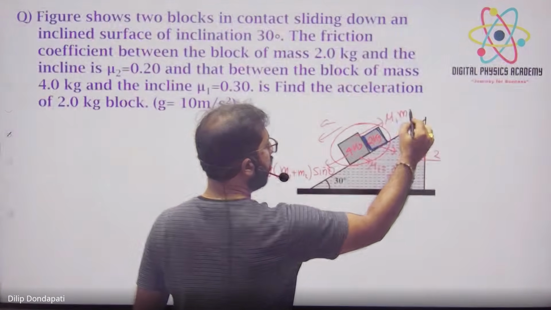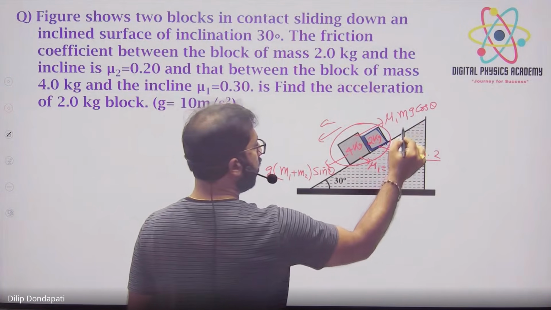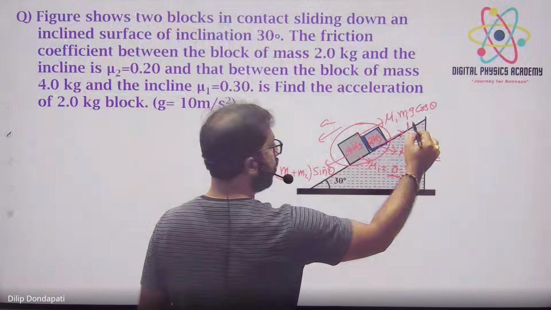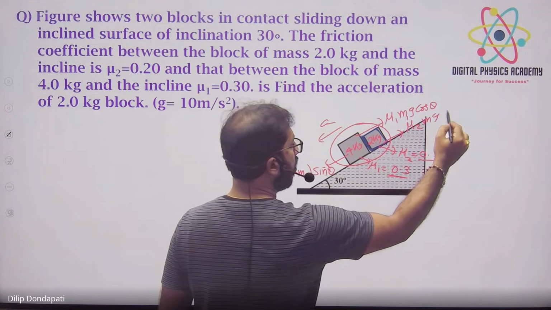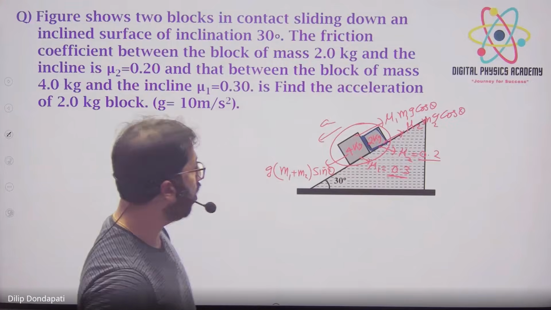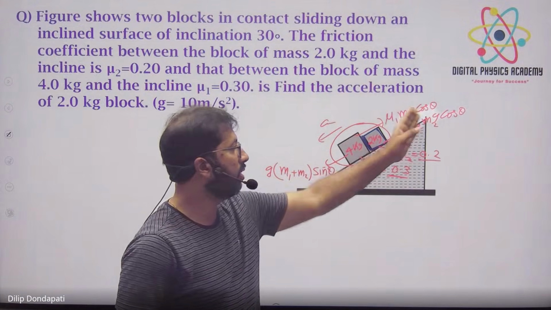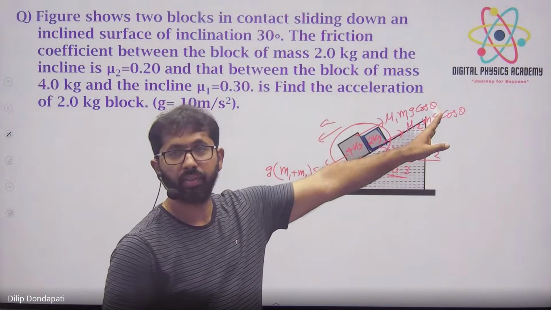mu1 into m1g cos theta, right? And इधर क्या आएगा पीछे, mu2 into m2g cos theta. Sir, how can we take all of them together? You can take together, मतलब इसका कुछ कॉमन है क्या, g cos theta you can take common and mu1 mu2 ले सकते हैं. Kinetic friction है ना?